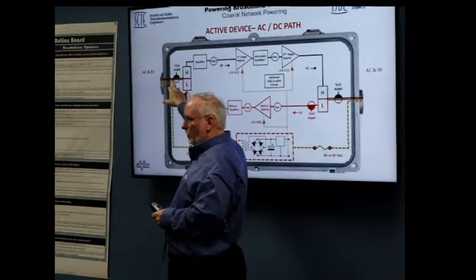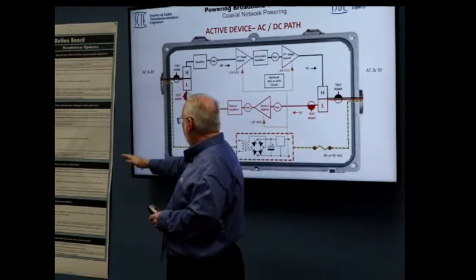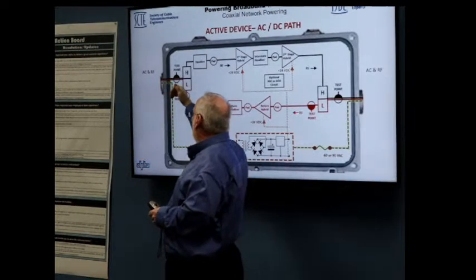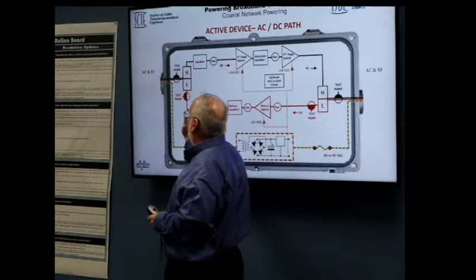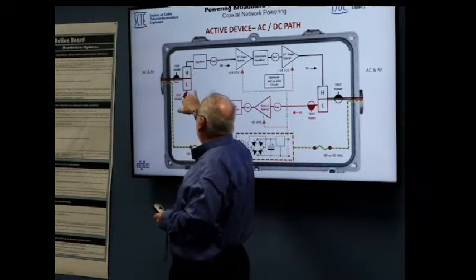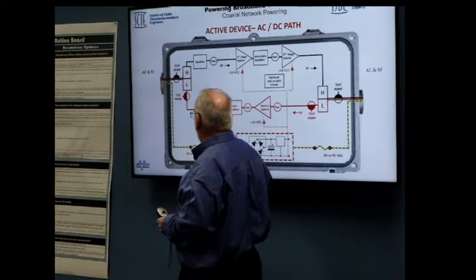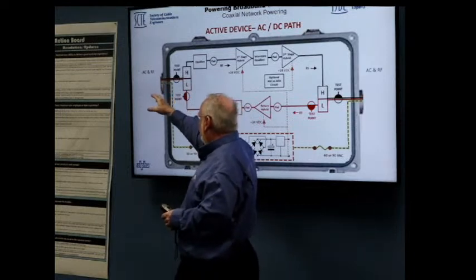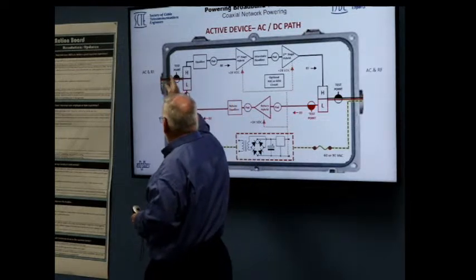There's a diplexer, a frequency diplexer, that splits off the power and the RF, and then there's a second diplexer that splits off the forward and return path. So the forward goes through. This is just a very simple amplifier. The line comes through with all energy. The power is split off.